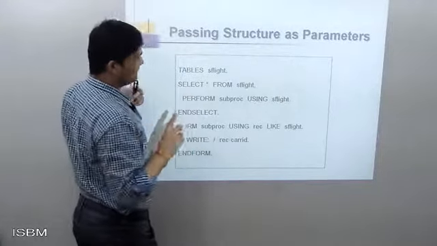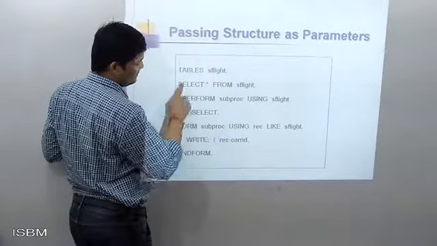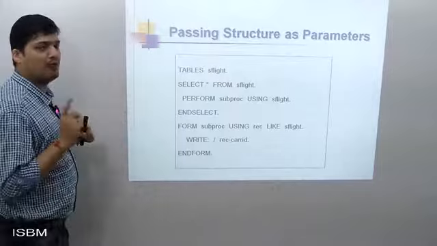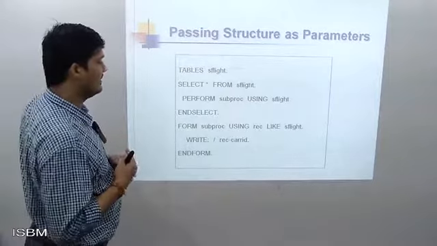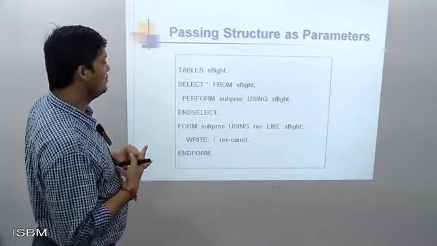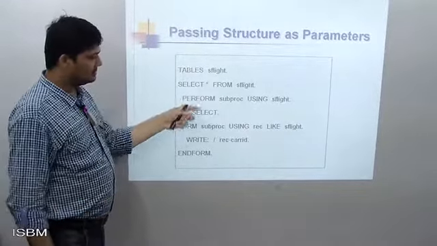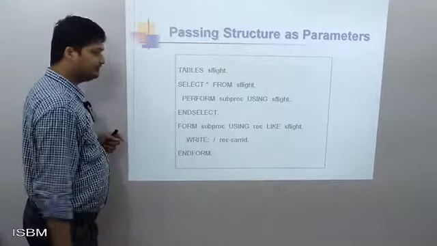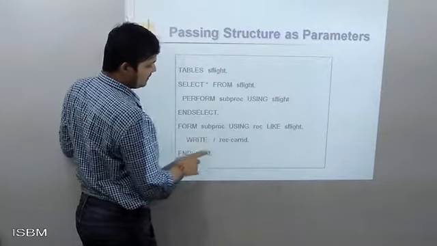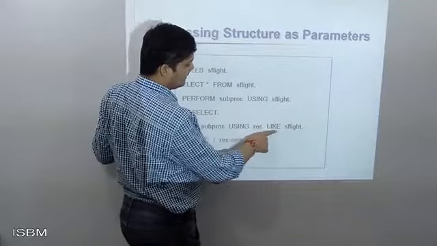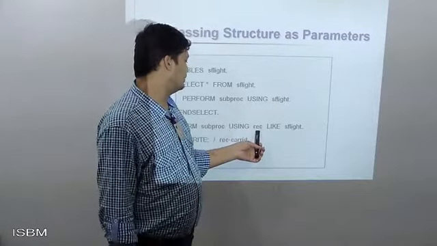You can see this is the first time I have used a subroutine inside a select. The select is working the same as a loop and end loop. So it is working as a loop. What will this perform do? When you double click on it, I need to write the form for this perform. So I have written the same subproc: form subproc using rec like S flight. Rec is nothing but an internal table I have taken over here.